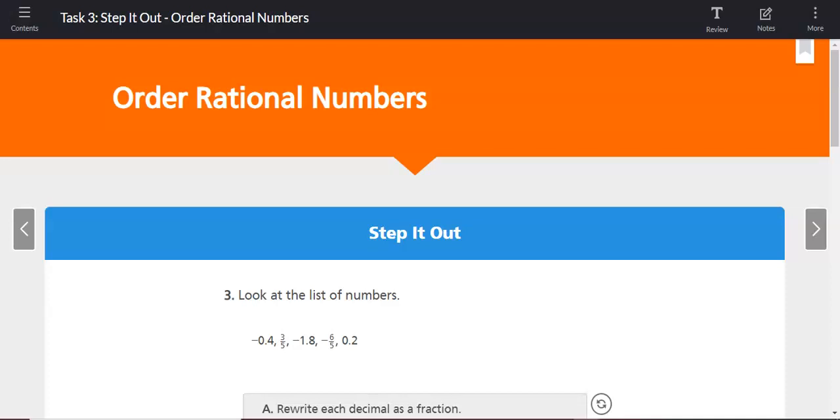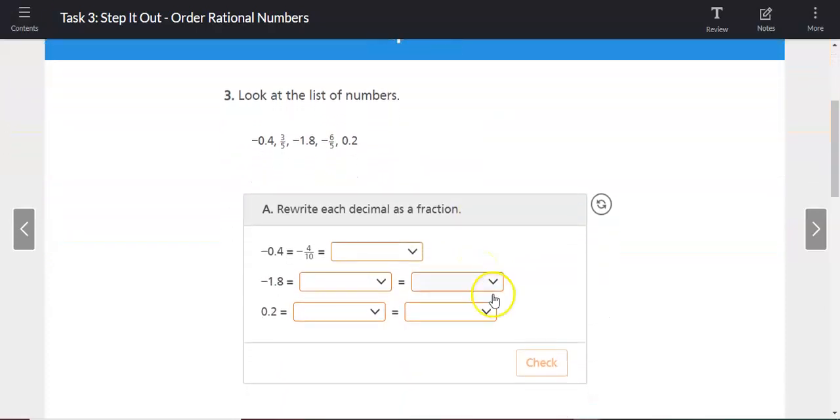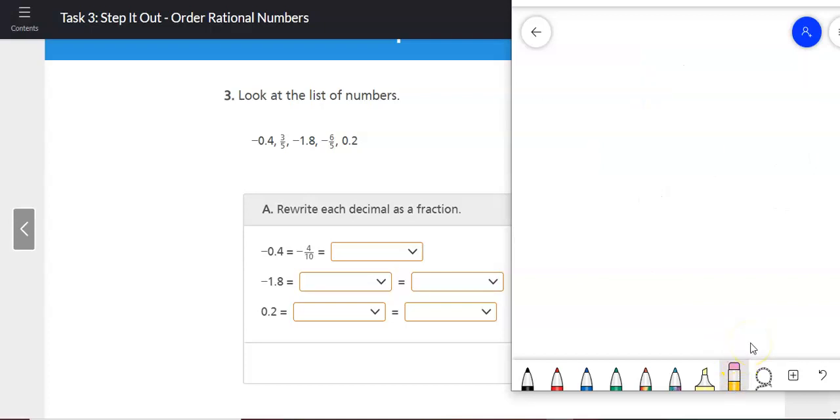This is part 2 of Step It Out, Order Rational Numbers. So it's Module 2, Lesson 4. So let's take a look at the list of numbers. I'm going to go ahead and bring up my work, and I'm going to erase it. Okay, so you need to be filling out the work on your paper too. Okay, so let's look at these numbers.